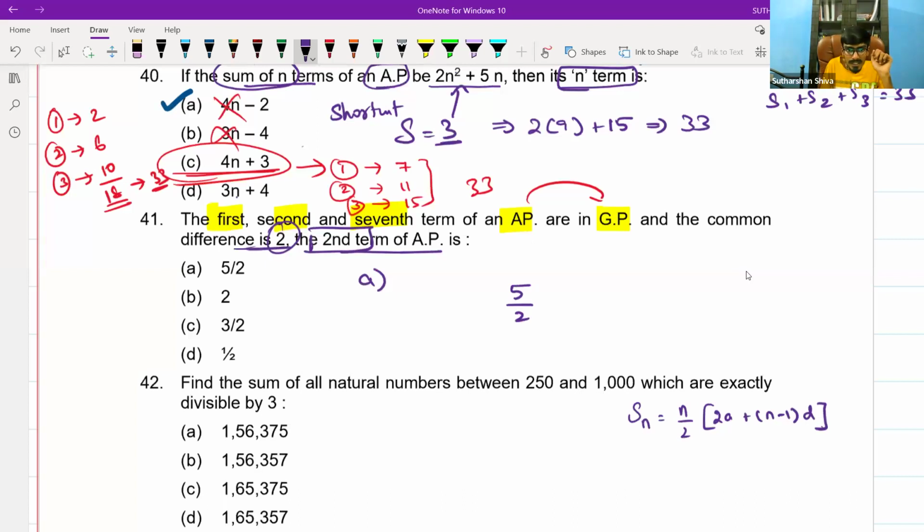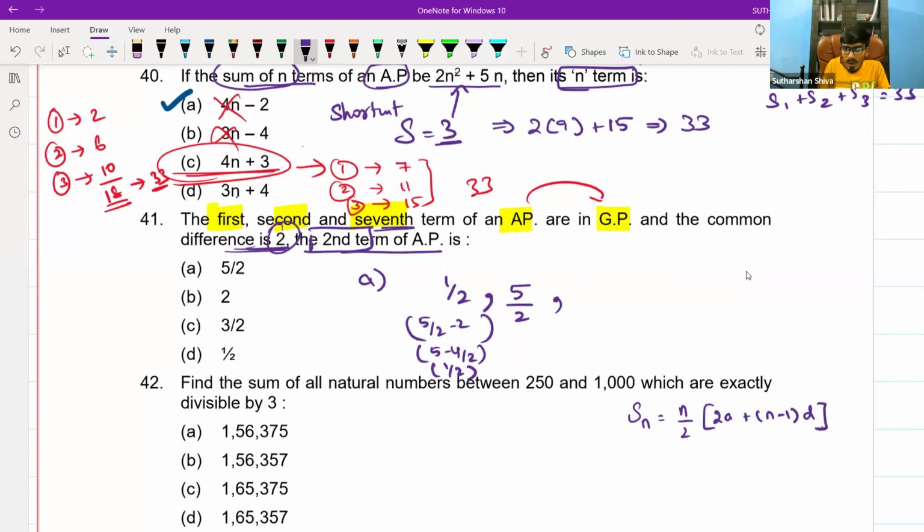They say the common difference is 2. So I will subtract 2 from 5 by 2 to find out the first term. 5 by 2 minus 2 will become 5 minus 4 by 2, it will become 1 by 2. Is it right? So my first term is 1 by 2. Okay, my second term is 5 by 2.